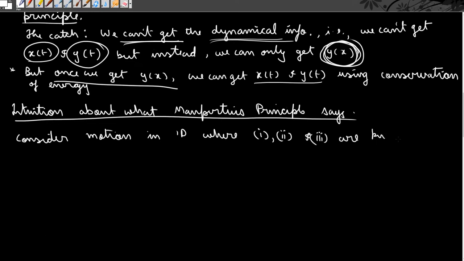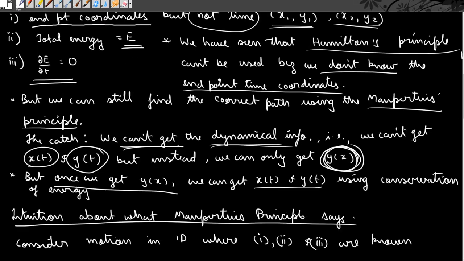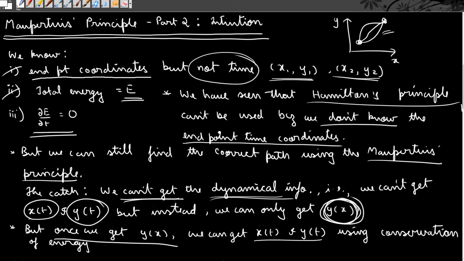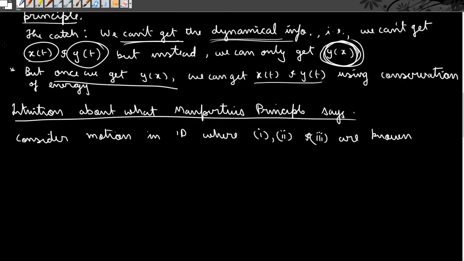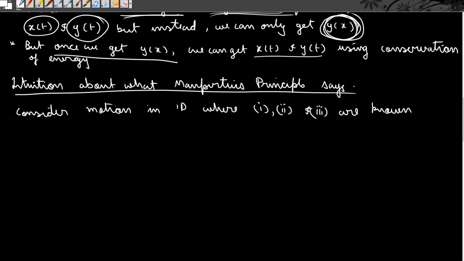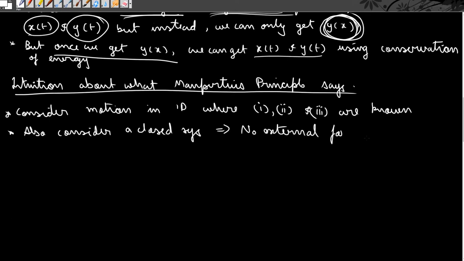What are these 1, 2 and 3? This is basically our condition from before. But here, since we are dealing with one dimension, we only know x1 and x2. There is no y coordinate. So we are considering motion in one dimension where these three things are known to us. Also consider a closed system. By closed system, what we mean in terms of Newton's laws is that there is no external force, because if there was an external force, energy could not be conserved.